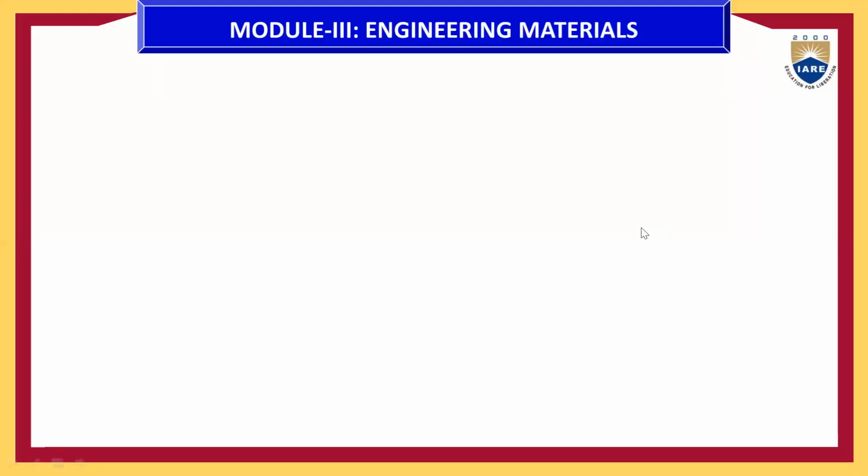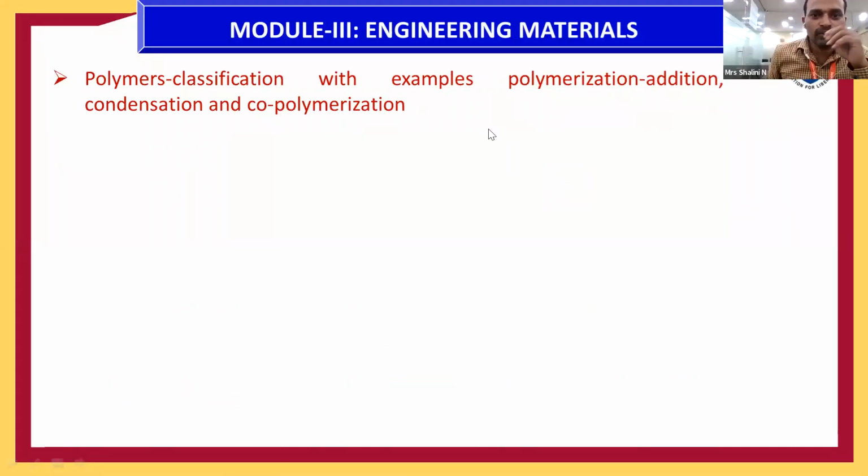Good afternoon. Yesterday we discussed the introduction to engineering material. Once again, we'll discuss the introduction and types of polymerization. Module 3 is engineering material. In engineering material, the main topics are polymers and classification of polymerization. Classification of polymerization has three types: addition polymerization, condensation polymerization, and copolymerization.